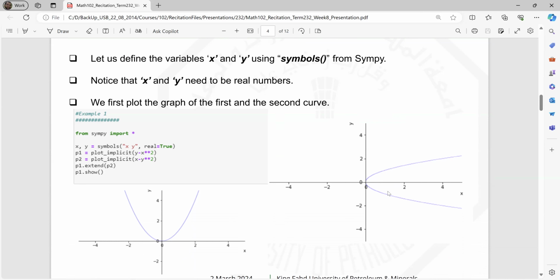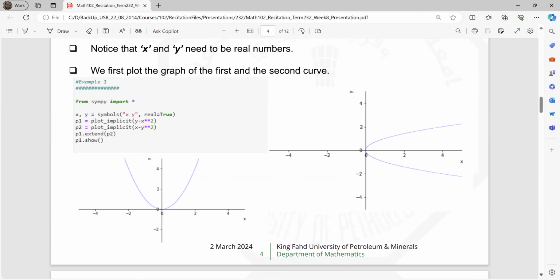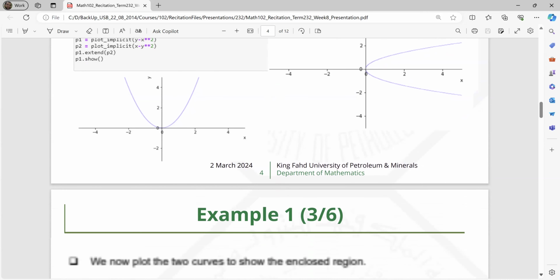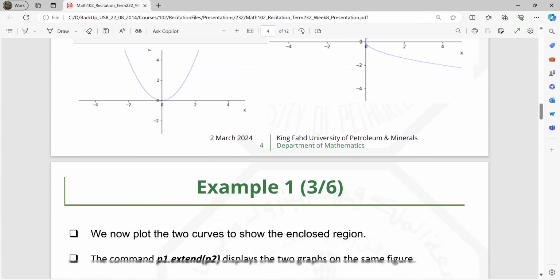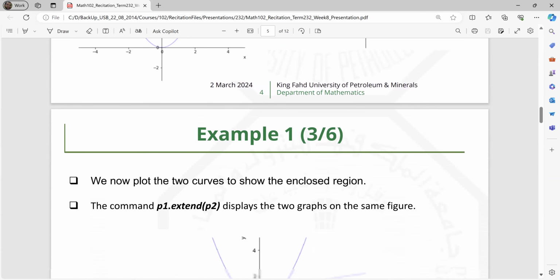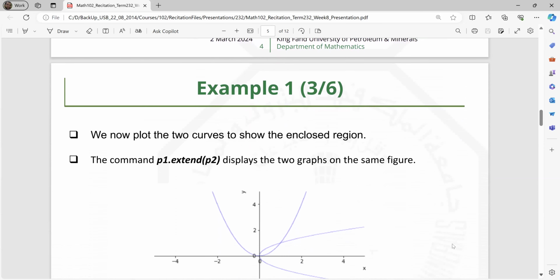And what we could do also is to put the two plots over each other's using the extend function, and we can display both of the graphs together. So for the next slide, we can see the intended region, which is bounded by the two curves. Okay, so basically we're talking about this region here between the two curves, which would be rotated about the axis y equals 1, which would pass through this point of intersection.